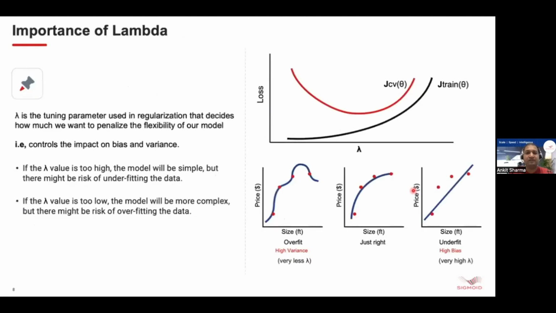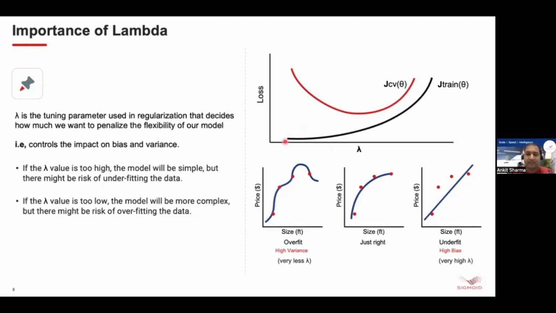Now we are going to discuss the importance of lambda values. As we have seen, the lambda value comes in the cost function of both ridge and lasso regularization techniques. The importance of this lambda value is that it gives us the flexibility of how much we want to penalize the cost function. So that is the main importance of the lambda value.